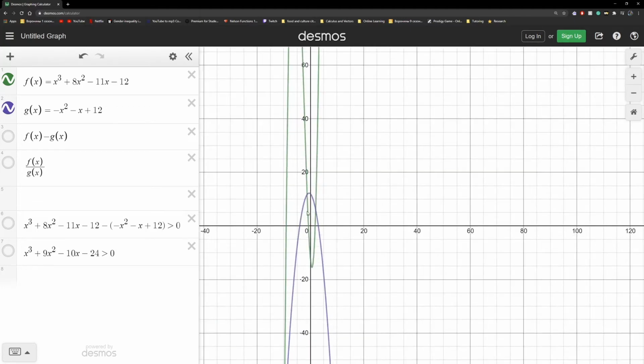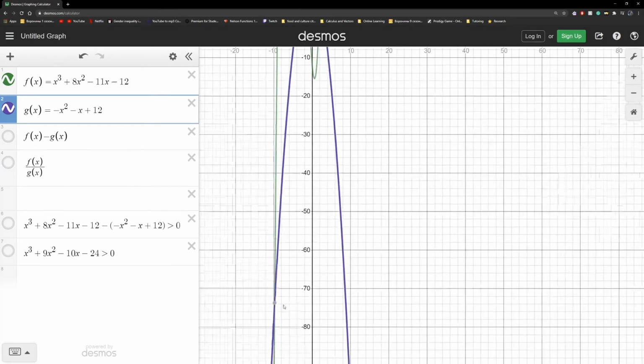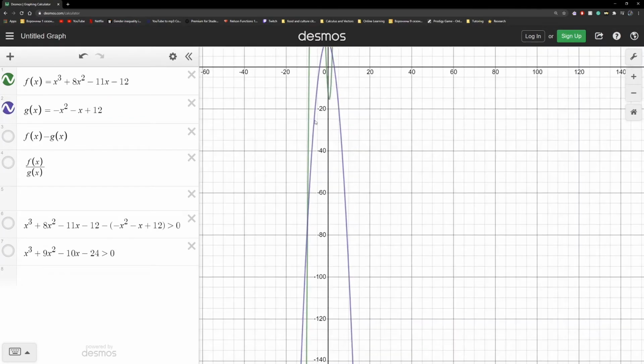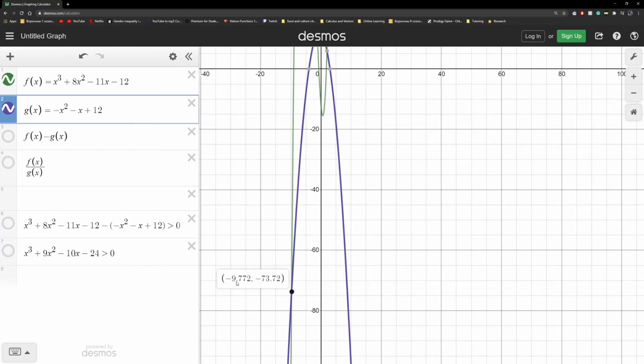Again, if we actually want to look at what these numbers are, that is not a pretty number. This is not something you'd be able to tell by looking at the graph. You could tell it's pretty close to 10, but you would never be getting negative 9.772. So if that was the answer, we'd have to look at the other 2 methods.